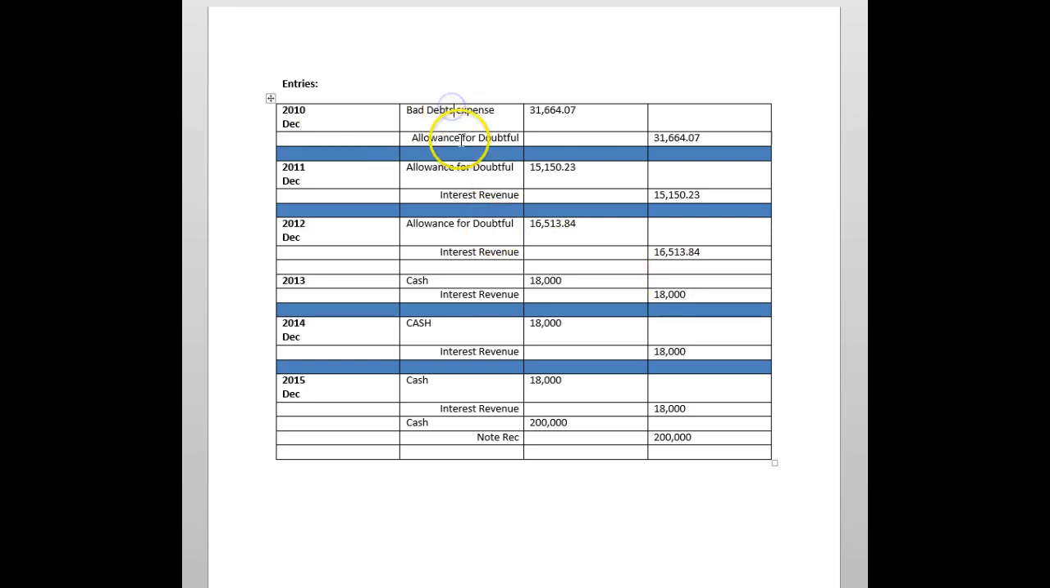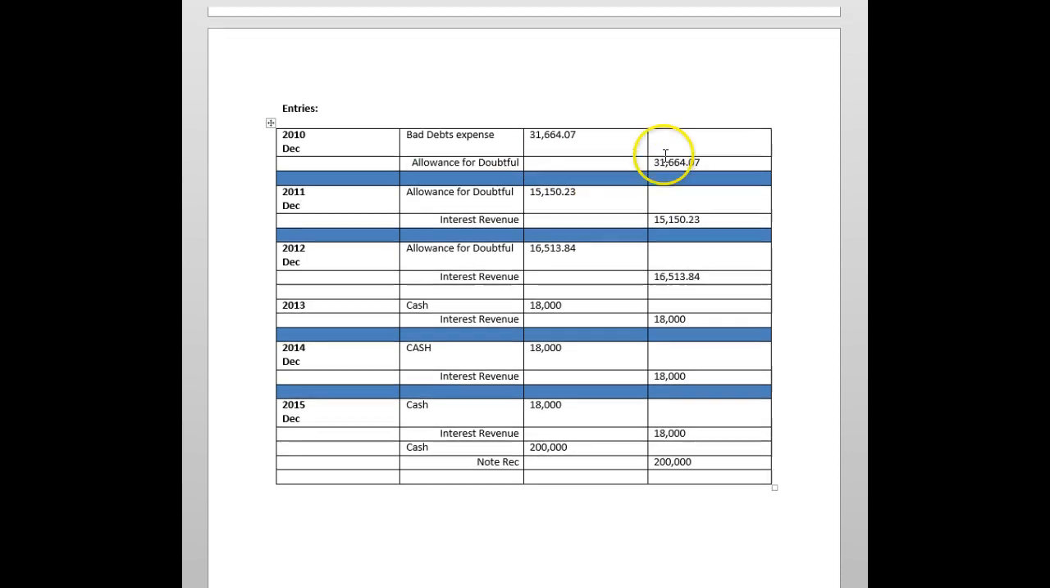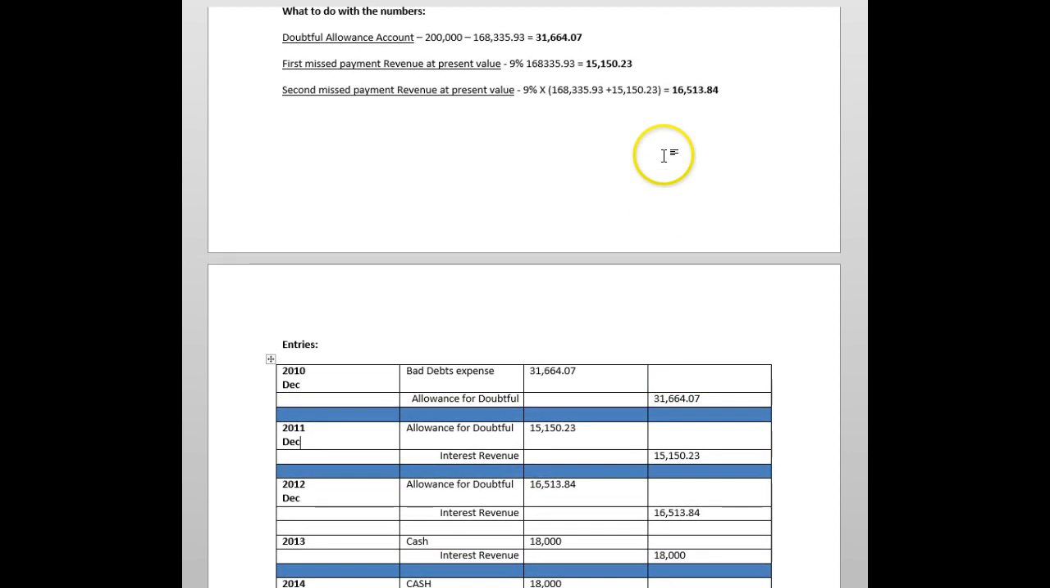Here's where you set up your allowance. You've put out the $31,664 for the bad debt expense. You created the doubtful account. Come down to year 2011. They should have made a payment. They didn't make a payment. You've still got to record this. This is what should have been recorded from the present value of right here, the present value of that loan at 9%.